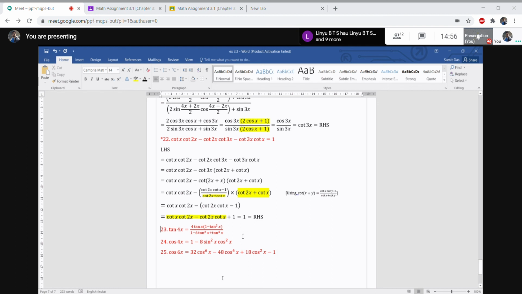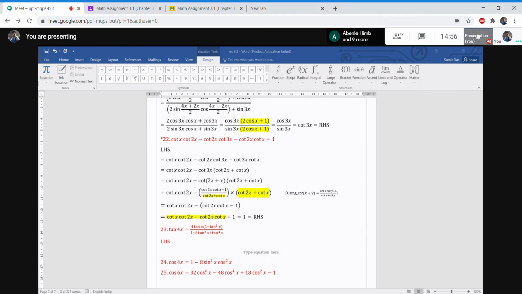Okay, so next question. This question you can solve from right hand side or left hand side also. I'll start with left hand side. Let's see, left hand side equal to tan 4x.